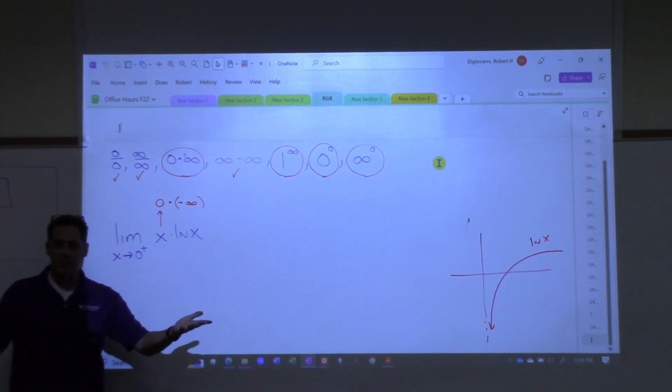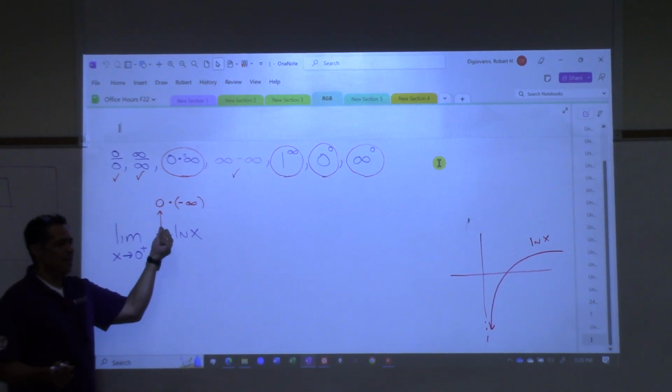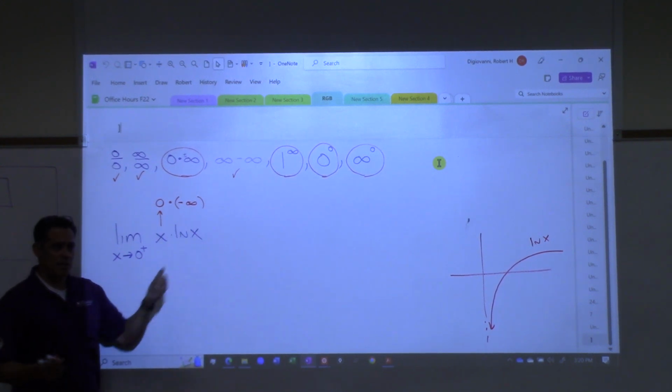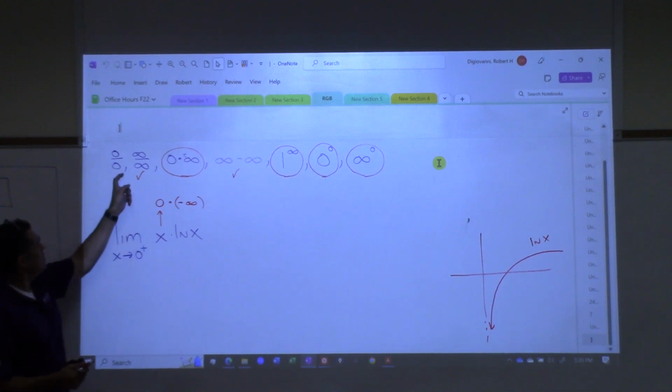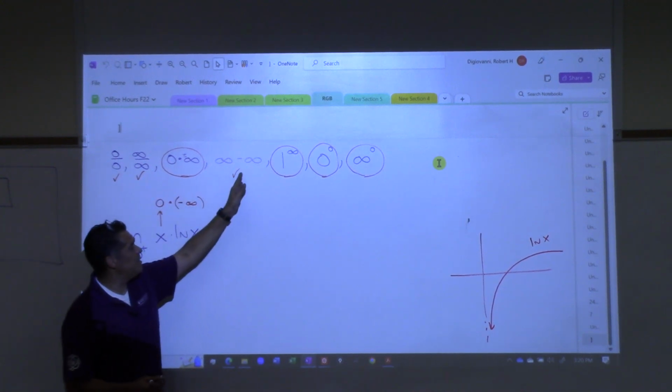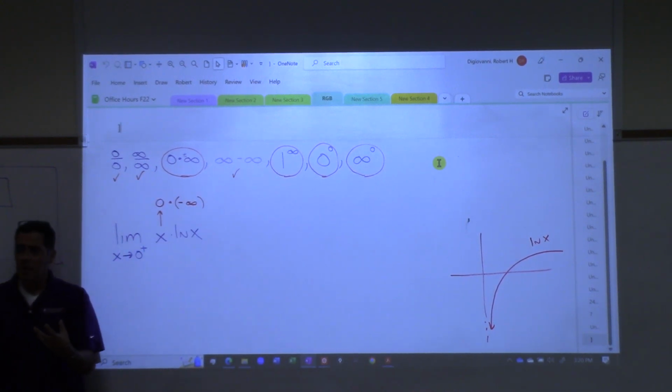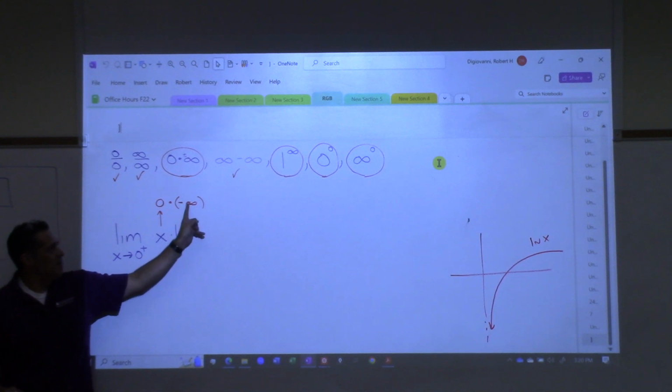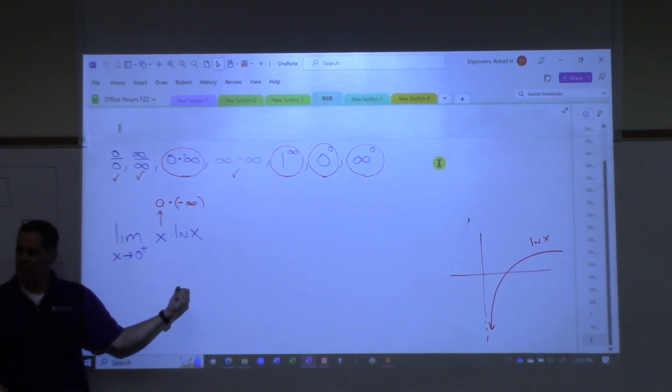You don't know who wins. How small is this? How big is this? It's like having 0 over 0 or infinity over infinity or infinity minus infinity. It's like this battle that you are inconclusive about. You just don't know what the answer is. What you don't want to say is that anytime you have this, the answer is 0. That means you don't understand what's going on.